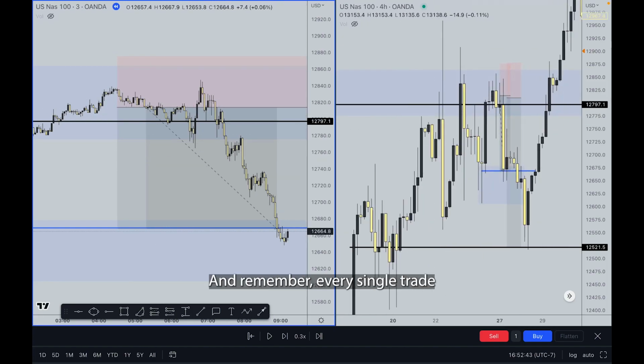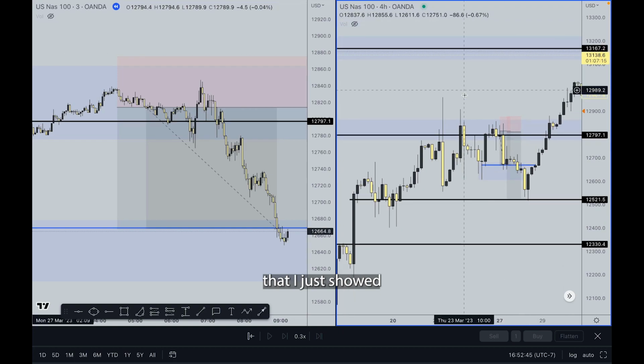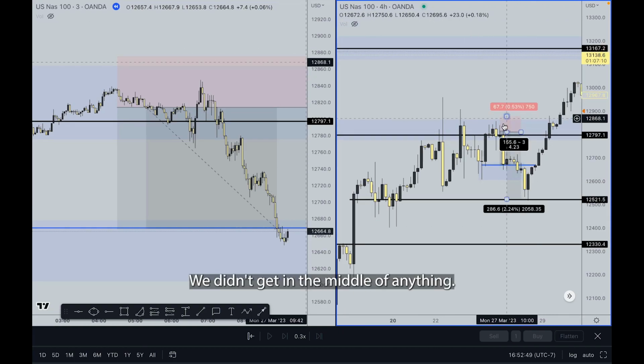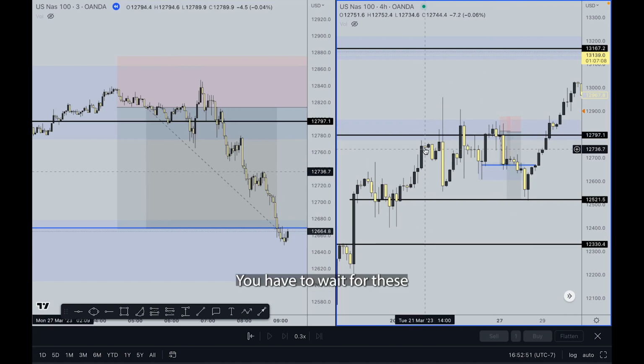And remember, every single trade that I just showed came from a technical area. We didn't get in the middle of anything. You have to wait for these certain points, and if you miss it, that's fine. You need to analyze where the next possible move could come from, which takes patience. We don't FOMO into our trades. We do not just randomly hop in and hope for the best.